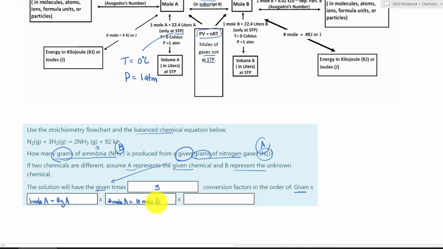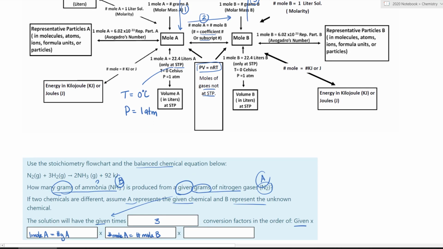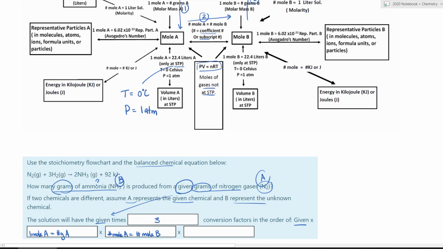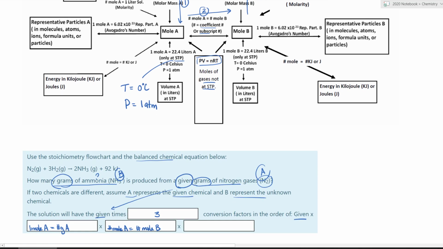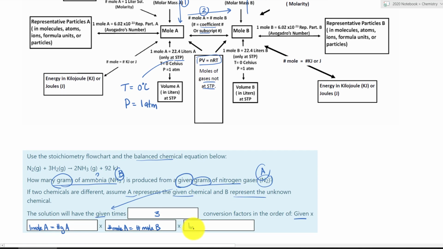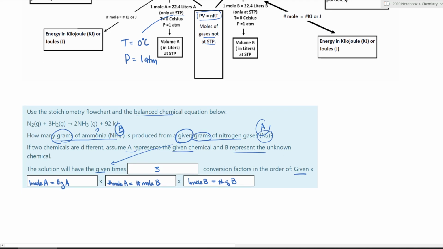Did you see how that works? The order has to be exactly the way it is, okay? And I'm going to show you this problem by not having a specific number in it. And then the last one is 1 mole of B equal to the number of grams of B. And I'm going to illustrate that to you by just taking our given.